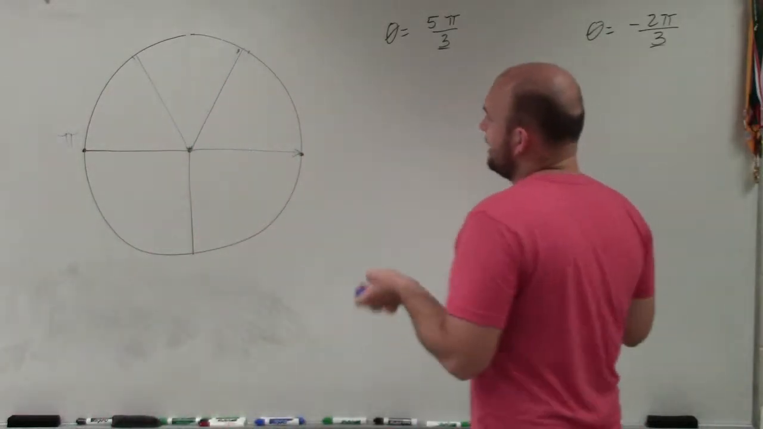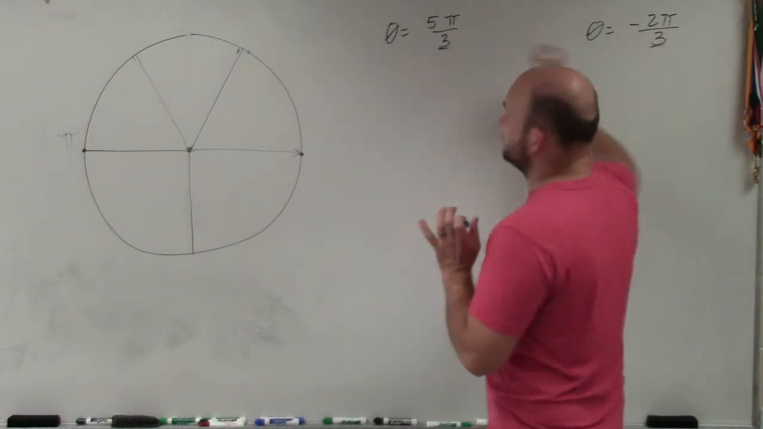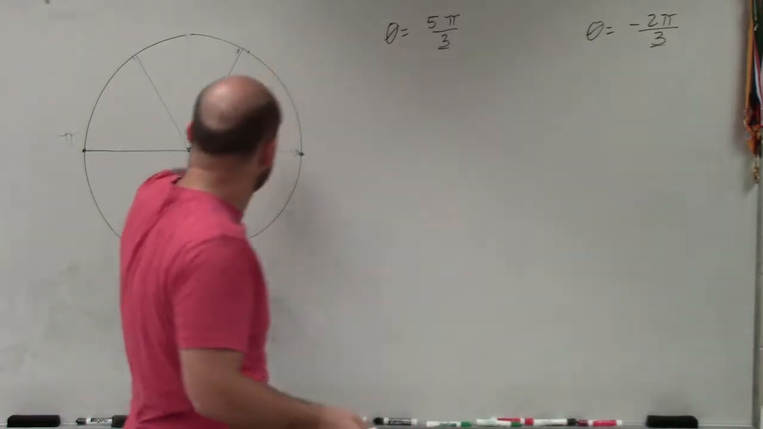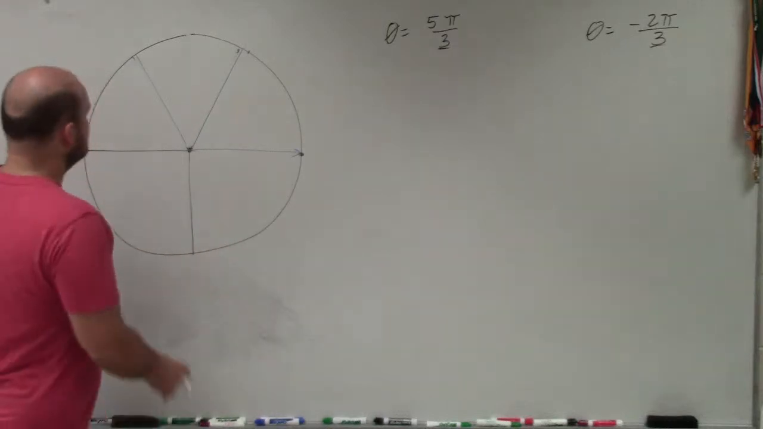The reason I'm only dealing with thirds here is that thirds is the denominator. If you had angles with a different denominator, that's how many sections you would break up the top and the bottom half of your circle.